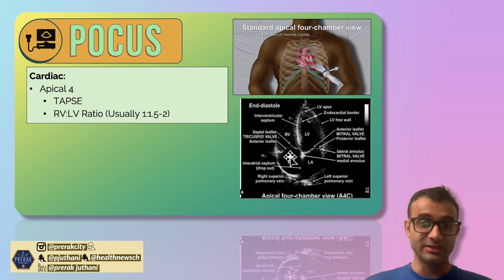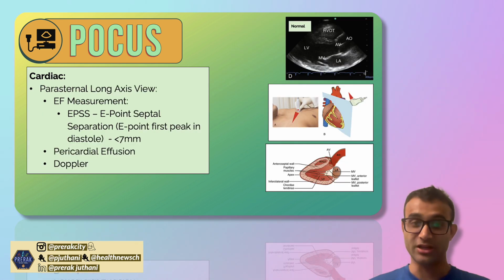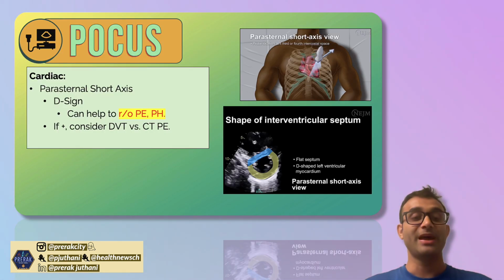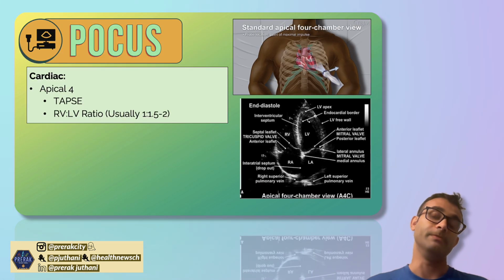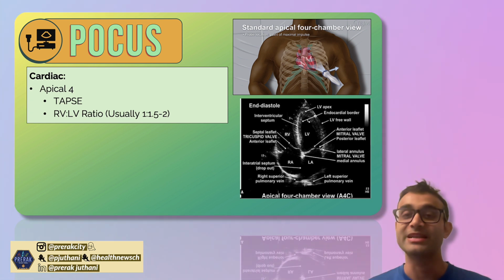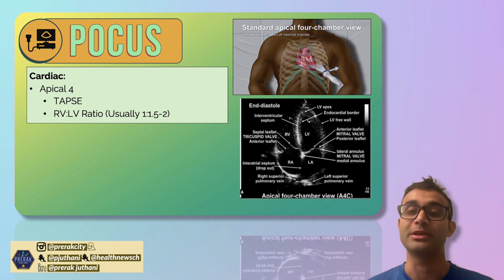So hopefully in today's video, now you have 2 more views. In the first video we went over the parasternal long axis view, which you can see right here. That was in video 1. But in today's video, we went over the parasternal short axis view, as well as the apical 4 chamber view. And in the next video, we'll be going over the subxiphoid view, which is also fascinating and super helpful when you have a patient with hypotension.